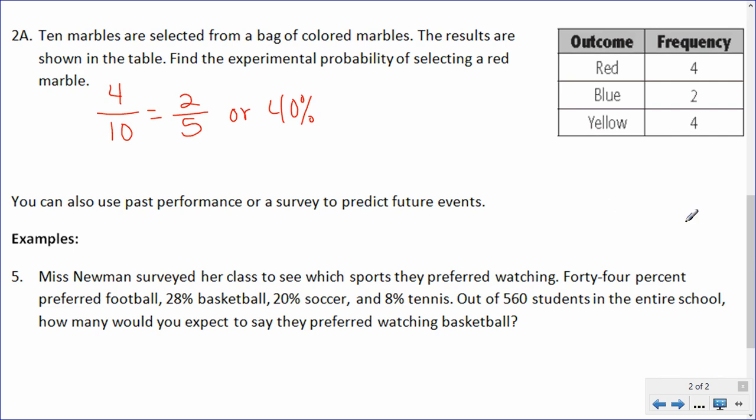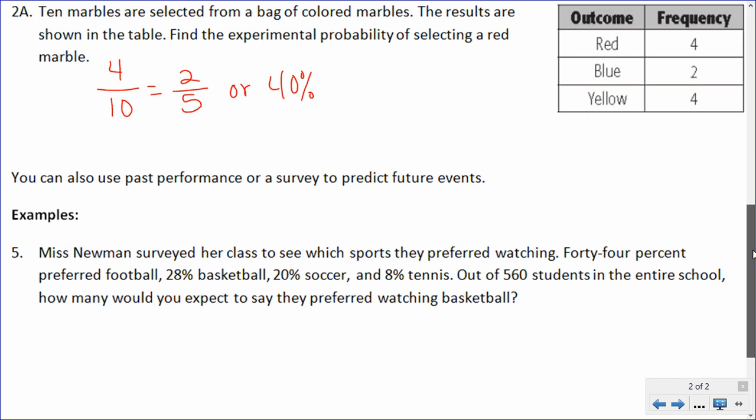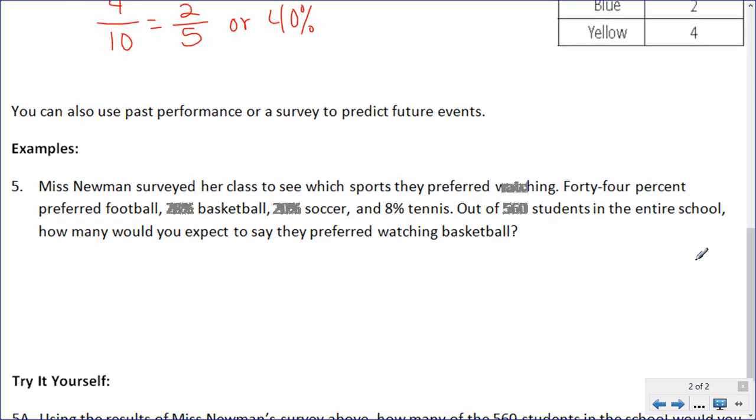Okay, you can also use past performance or a survey to predict future events. And what you'll see in section 13.7 is that this is not always valid, but for now we will assume that the survey results or the performance of whatever the particular question is referring to is indeed a valid comparison. So let's look at example 5. It says Miss Newman surveyed her class to see which sports they preferred watching. 44% preferred football, 28% basketball, 20% soccer, and 8% tennis. Out of 560 students in the entire school, how many would you expect to say they preferred watching basketball?